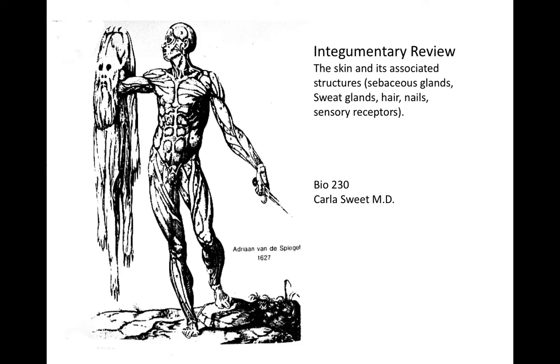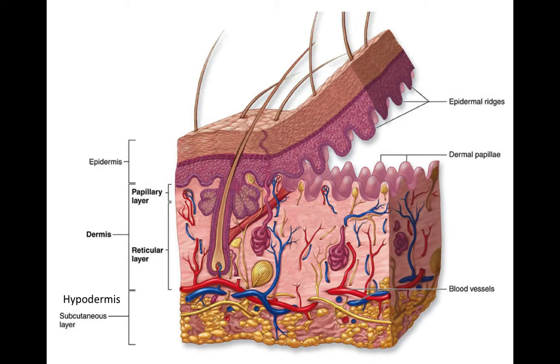So what exactly is the integumentary system? That includes the skin. The skin is the largest organ of your body, and all those structures that are associated with the skin, like your oil glands, your sweat glands, your hair, nail, and those all important sensory receptors that help us feel our way through life. So let's see what it is.